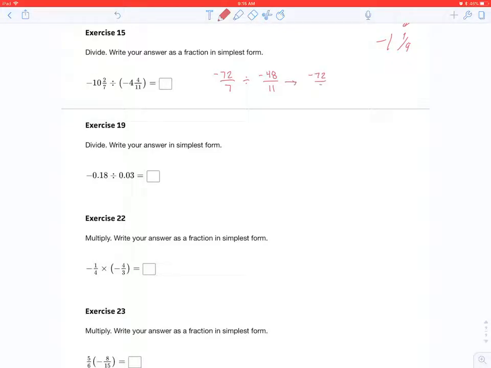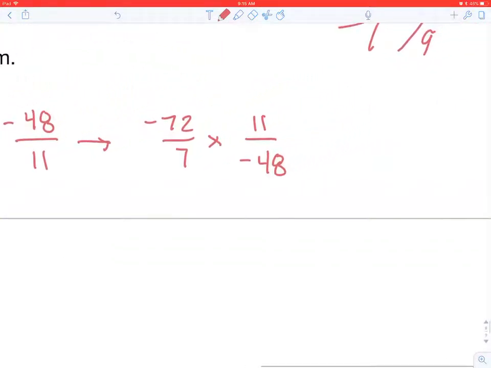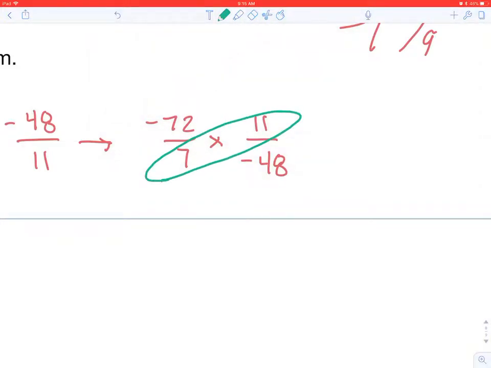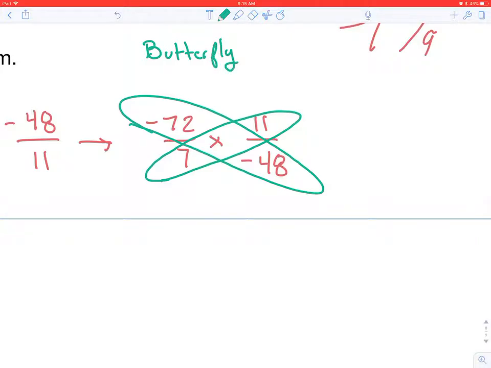So negative 72 over 7 times 11 over negative 48, that's the reciprocal. And then there's a really neat trick with this. Whenever you are multiplying fractions, you can actually take a look at their diagonal numbers, and if the diagonal numbers simplify, then we can simplify the fraction before multiplying them. And we call this the butterfly method. I'm just going to put butterfly effect because it sounds cooler. So we're going to do the butterfly effect here.